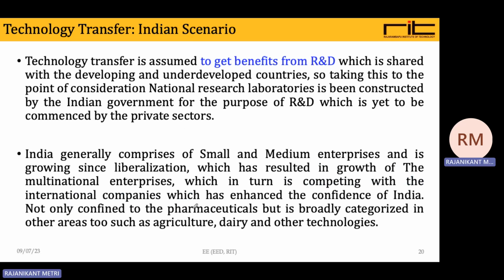Technology transfer is assumed to get benefits from R&D, which is shared with the developing and underdeveloped countries. So taking this into consideration, national research laboratories have been constructed by the Indian government for the purpose of R&D, which is yet to be commenced by the private sectors.